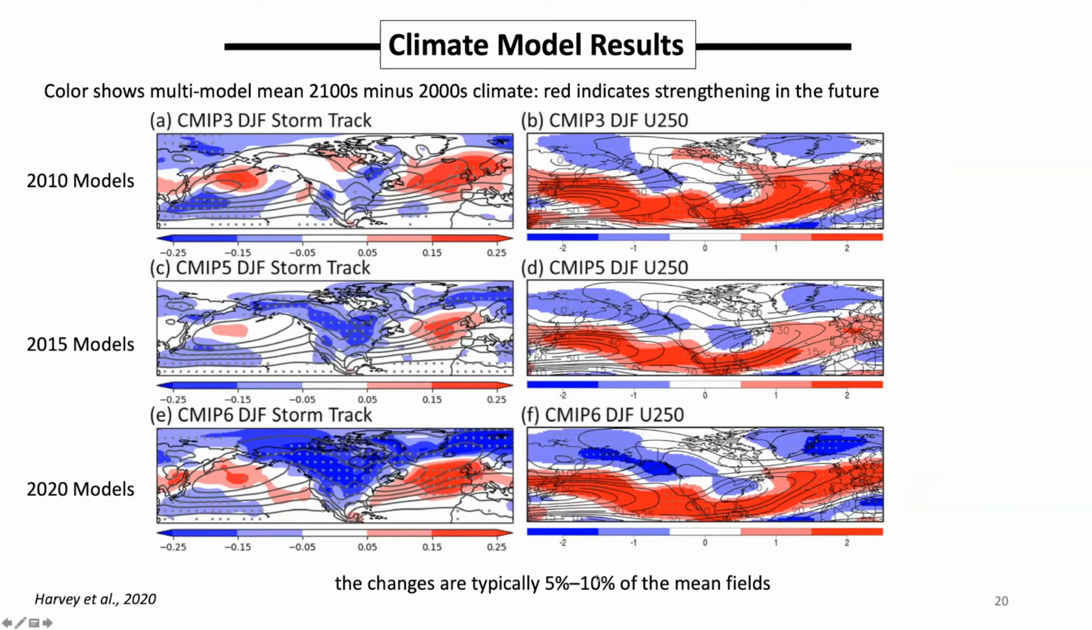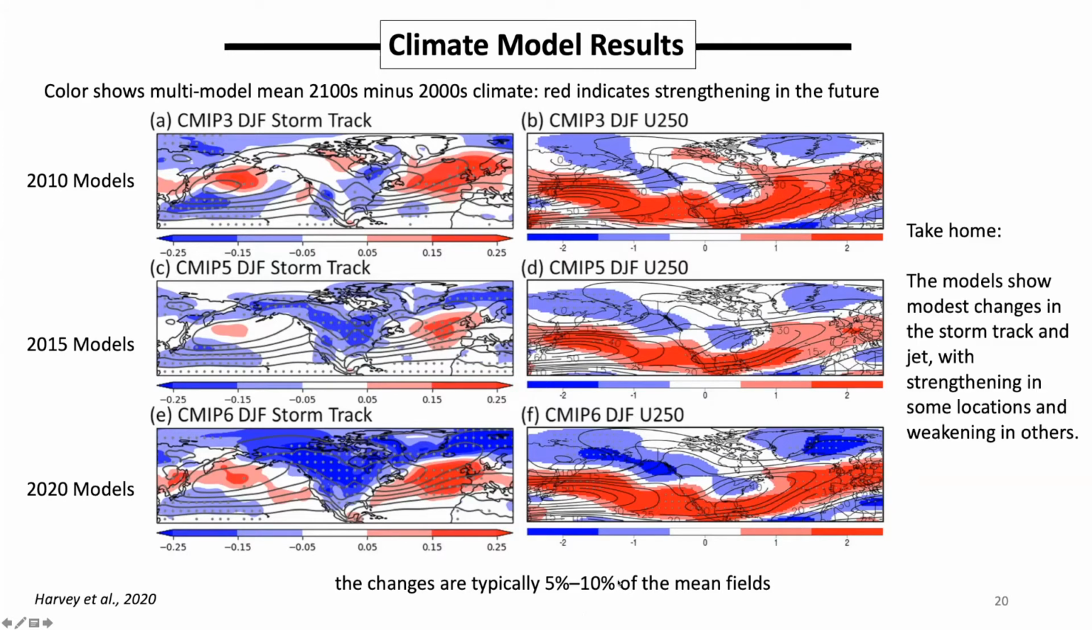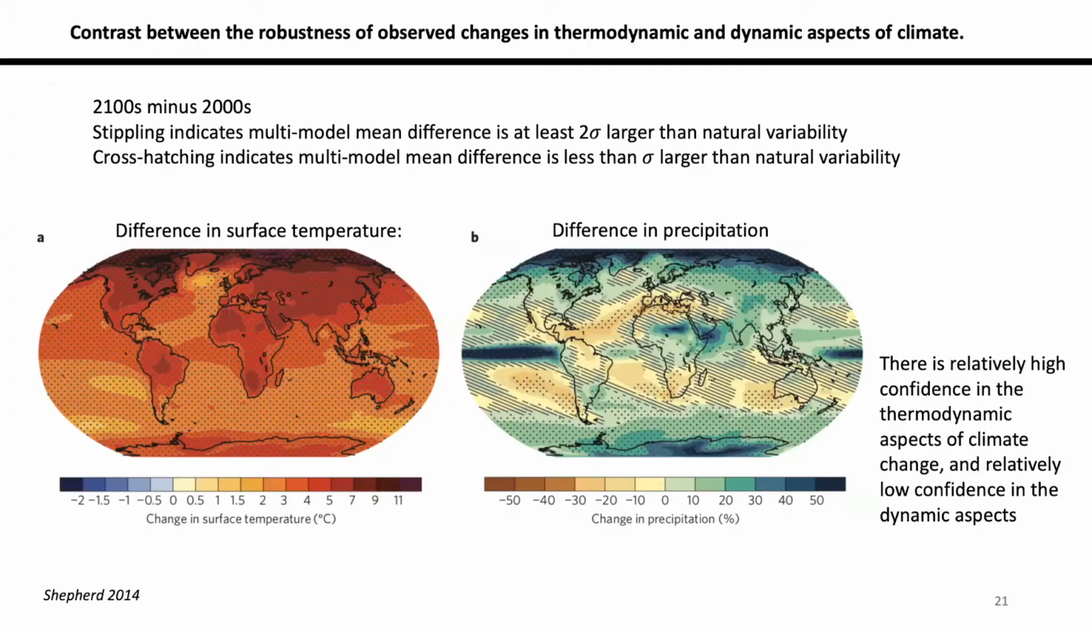The other thing to highlight, however, is that these changes are typically only about 5 to 10% of the mean fields, right? And so these changes are not huge. So it's modest changes in the storm track and the jet, strengthening in some places, weakening in some places.